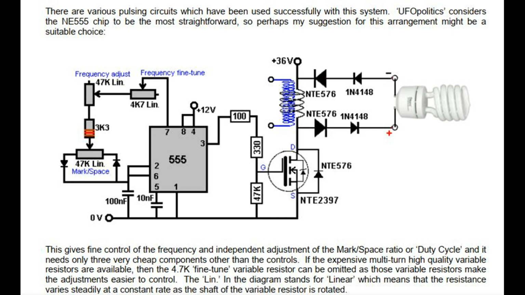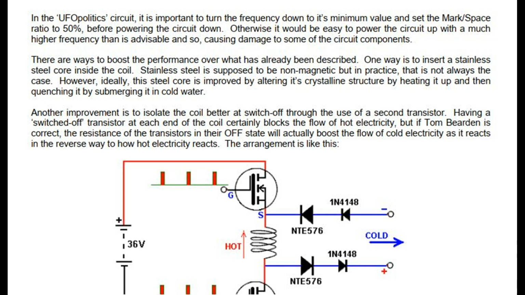In the UFOpolitics circuit, it is important to turn the frequency down to its minimum value and set the mark/space ratio to 50%, before powering the circuit down. Otherwise it would be easy to power the circuit up with a much higher frequency than is advisable and so, causing damage to some of the circuit components.